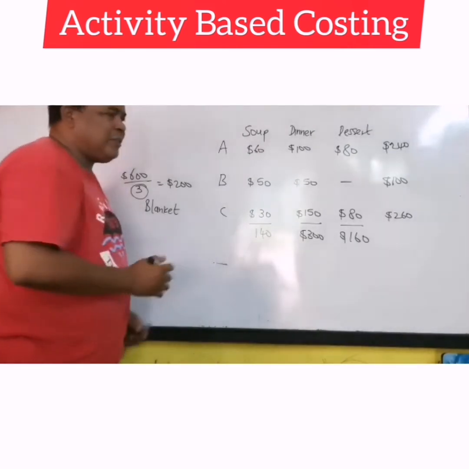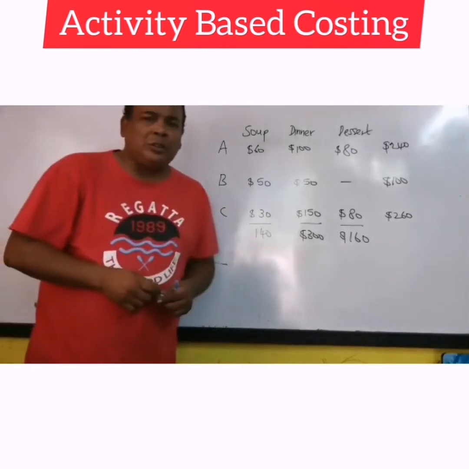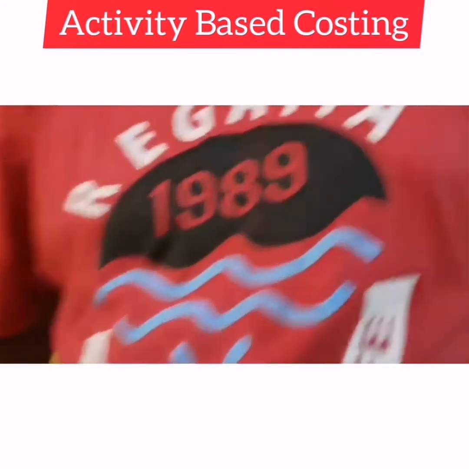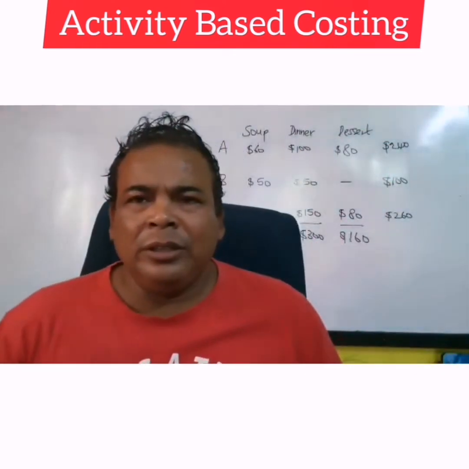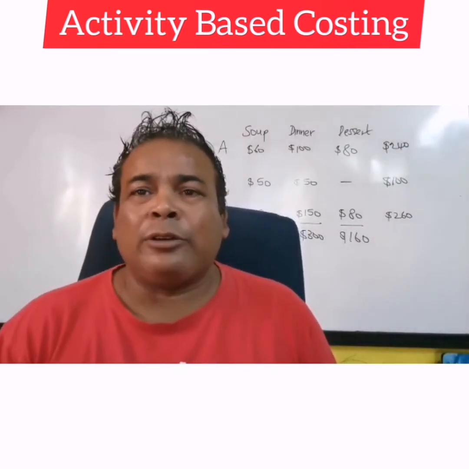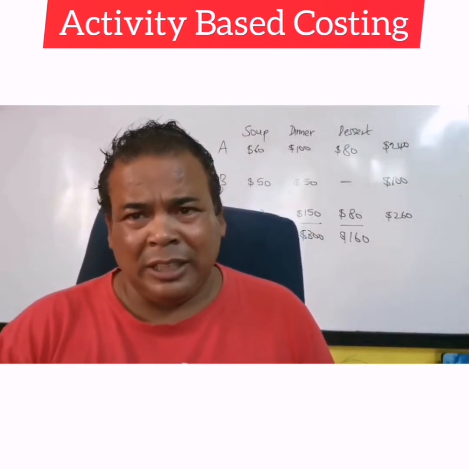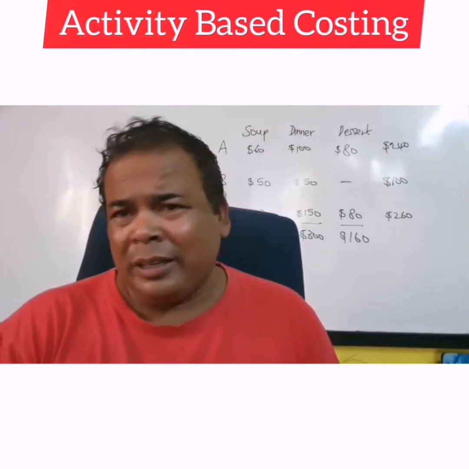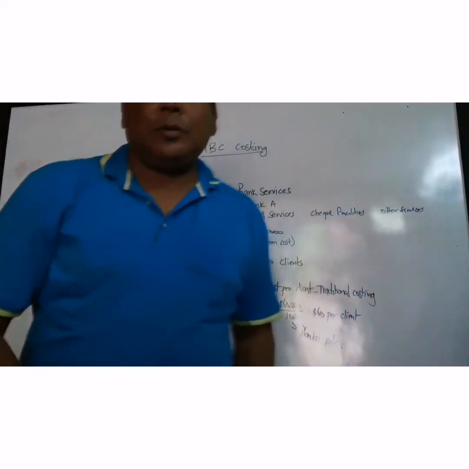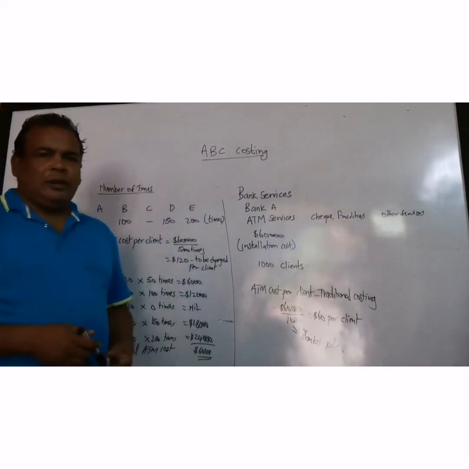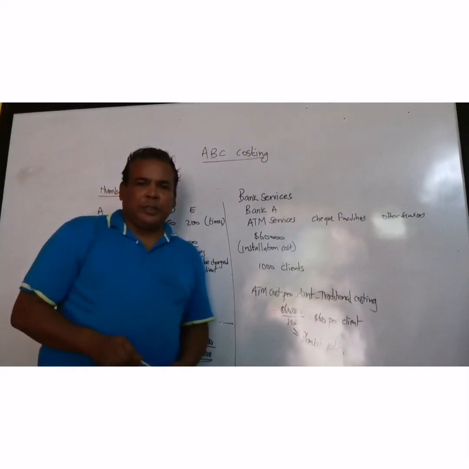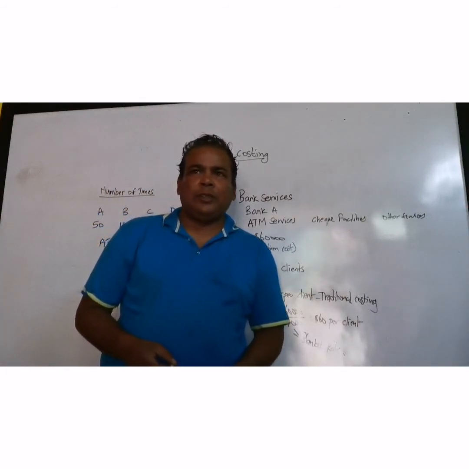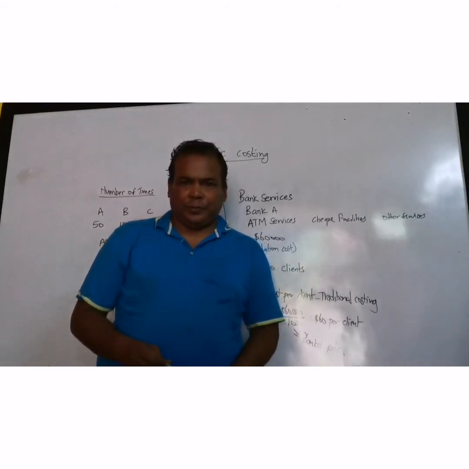So, in other words, activity-based costing contributes to calculating an accurate cost per unit. If we can calculate an accurate cost per unit, then we can calculate an accurate selling price, that is, a selling price which is reflected in the market. We will take a second example. In this example, we are going to see how the banking system makes use of activity-based costing.